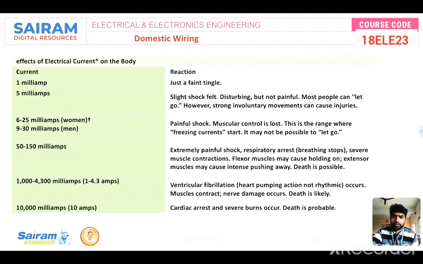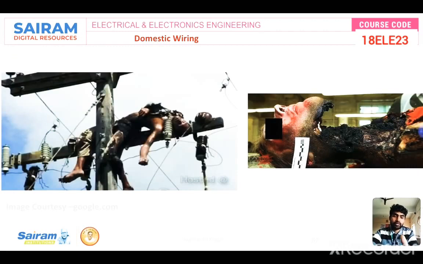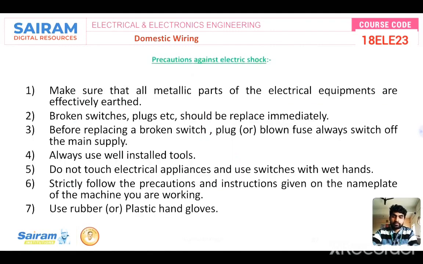And freezing current, 50 to 150 milliamps, extremely painful, respiratory arrest may occur. Several muscle contractions. I'll show you in the next slide how the shock will appear, how the person gets a shock, and how the body will be damaged, right. Till 10,000 milliamps, definitely cardiac arrest, severe burns occur, death is probable. So see here, that's why I have given this diagram, okay. Death is possible. This is the diagram, the person got a shock. This is one, okay.